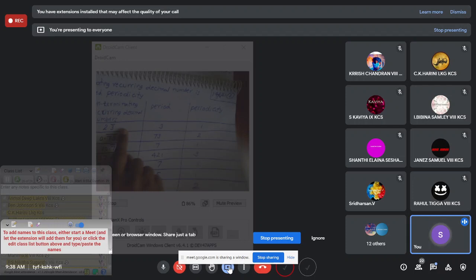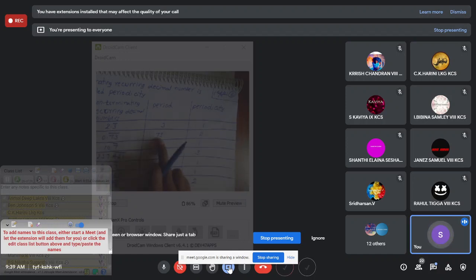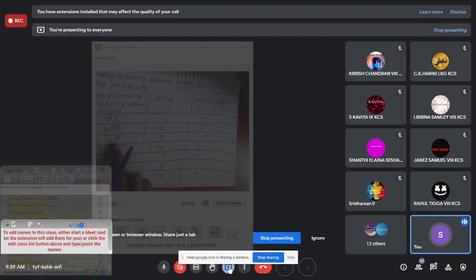If you observe these examples, we wrote the period. Here 3 is repeating. Here the block of digits 7 3 is repeating infinitely many times. In this example, 7 is repeating. In this example, the block of 3 digits, 4 2 1, is repeating. In this example, only 1 digit, 7, is repeating. In this example, 5 is repeating. Just by observing the bar symbol in a non-terminating repeating decimal number, we can identify the period and periodicity. Understood these 2 points, my dear children?